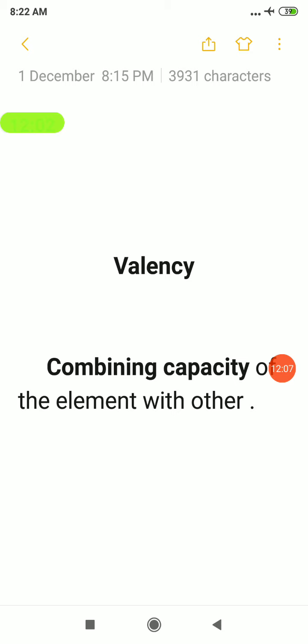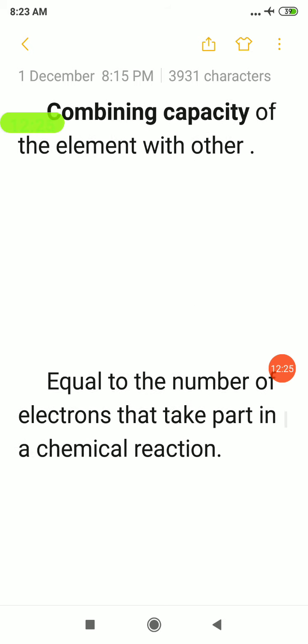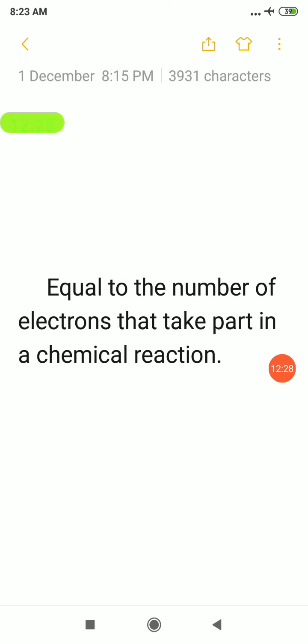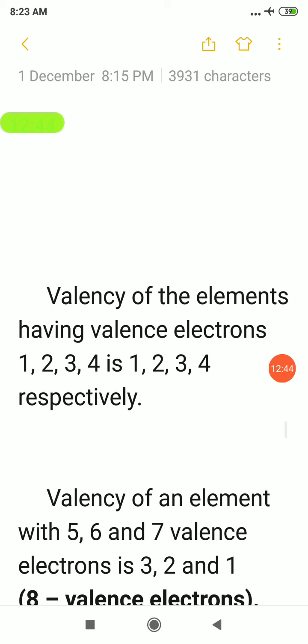So for forming a molecule, they should have a capacity to combine with another atom. That combining capacity of an element is called valency. In what way does one atom combine with another atom to form a molecule? That combining capacity is called the valency of an atom. It is very simple: the valency is equal to the number of electrons that take part in a chemical reaction. The number of electrons involved when a chemical reaction happens is called the valency of that particular element.